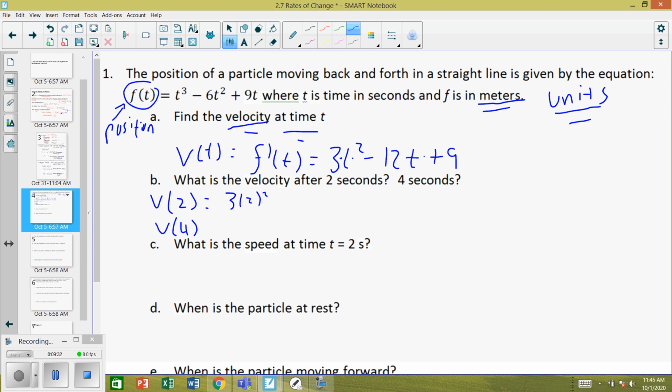3 times 2 squared minus 12 times 2 plus 9. What did I get?